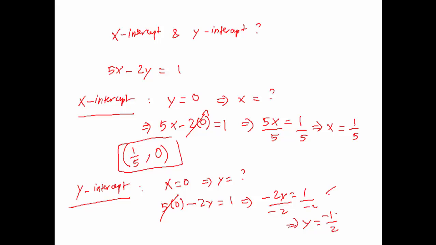Okay. So the y-intercept would be x and y. X is 0, y is negative 1/2, which we just found. Okay. So that is how you find the x-intercept and the y-intercept.